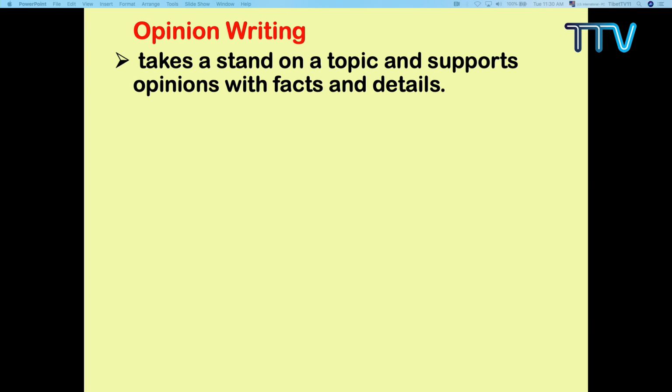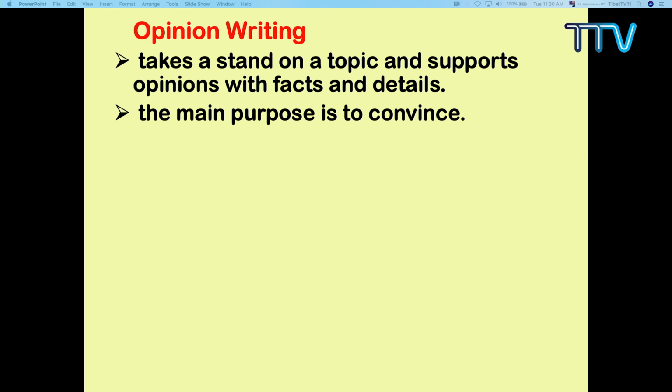And then we talked about opinion writing yesterday, right? I told you what actually opinion writing is. It takes a stand on a topic and supports opinions with facts and details. So the main purpose is to convince.